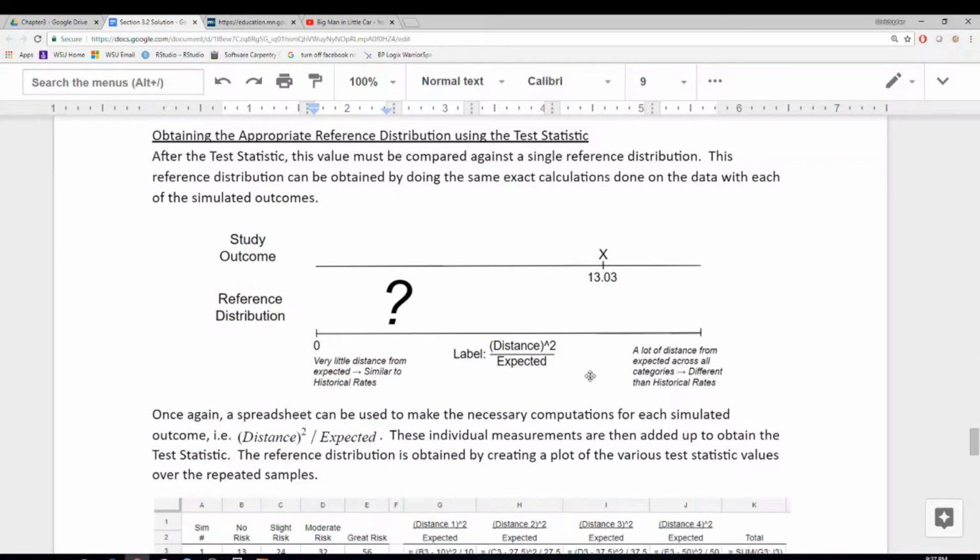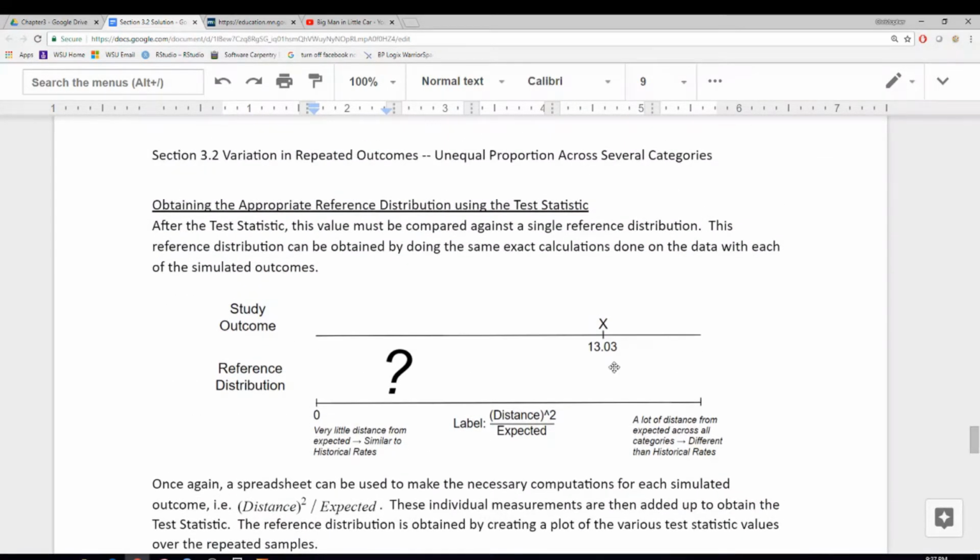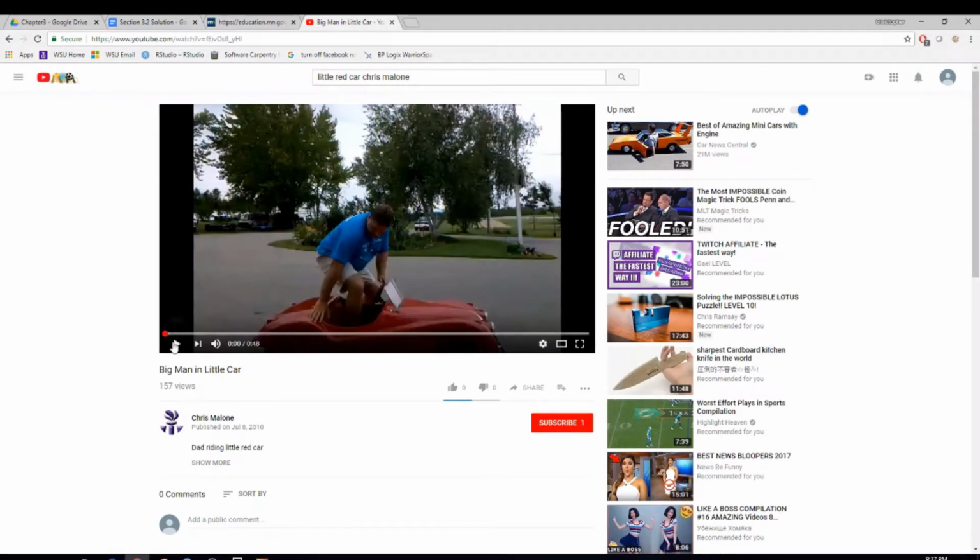How do we obtain the reference distribution? Actually, let's go ahead and take a pause again. These videos get kind of long and drawn out. And I did think of something that I want to share with you, that these aren't the only videos that I have on YouTube. There's actually a video of me riding in a little red car that I'd like to show you. So this is me here, a couple of years back, riding in a little red car that is meant for kids, but I thought I'd give it a try. So I hope you enjoy the video.